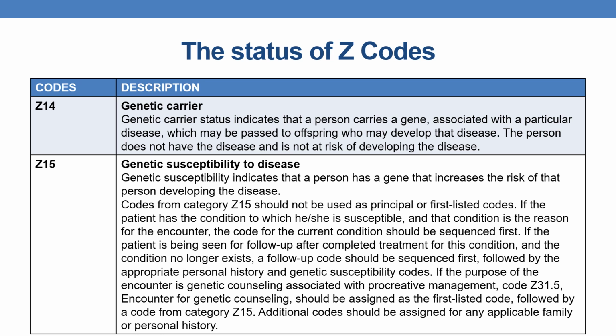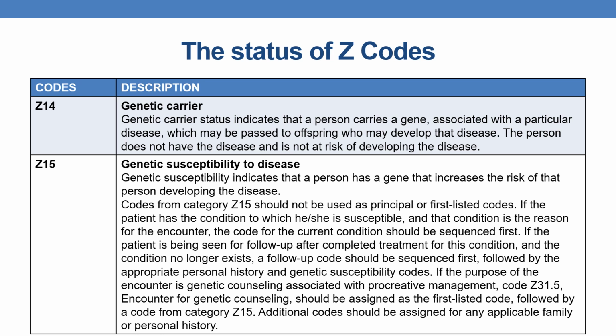The next is Z15. This is a little different. Genetic susceptibility to disease. Genetic susceptibility indicates that a person has a gene that increases the risk of the person developing the disease. And codes from category Z15 should not be used as principal or first-listed diagnosis. This is an important point. They cannot be used as PDX. And if the patient has the condition to which he is susceptible and that condition is the reason for the encounter, the code for the current condition should be sequenced first.